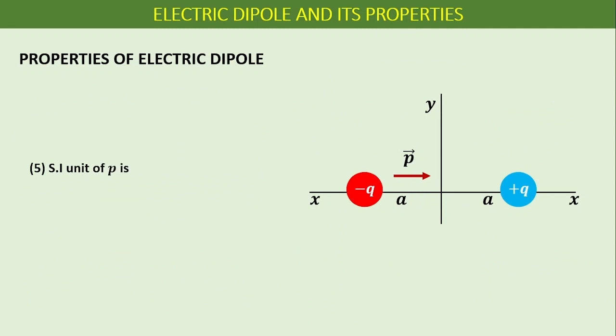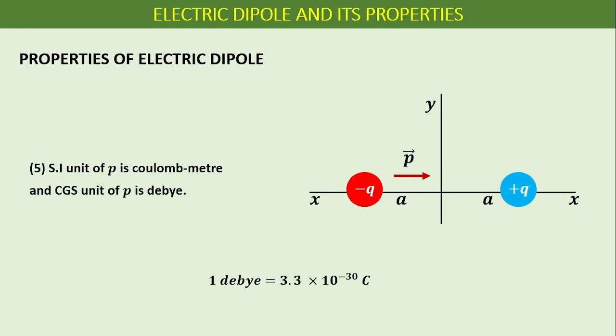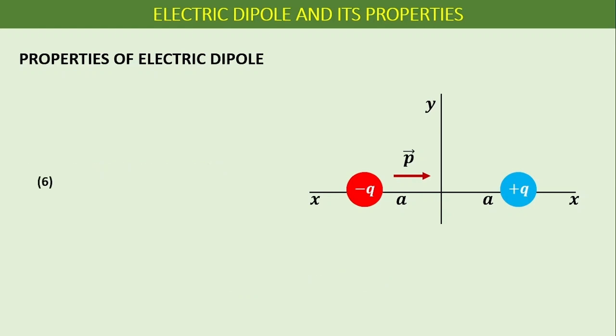SI unit of the dipole moment is coulomb meter. The CGS unit of dipole moment is debye. 1 debye equals 3.3 into 10 power minus 30 coulomb meter. Dimension of dipole moment is L power 1, T power 1 and A power 1.